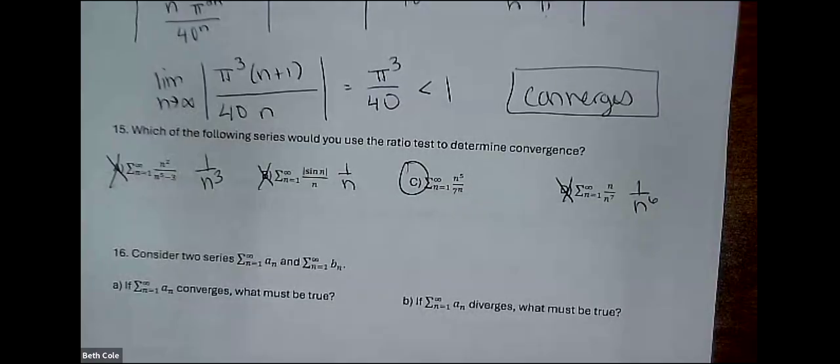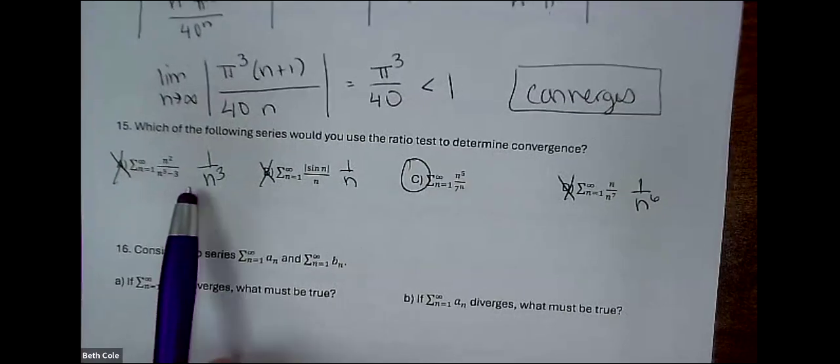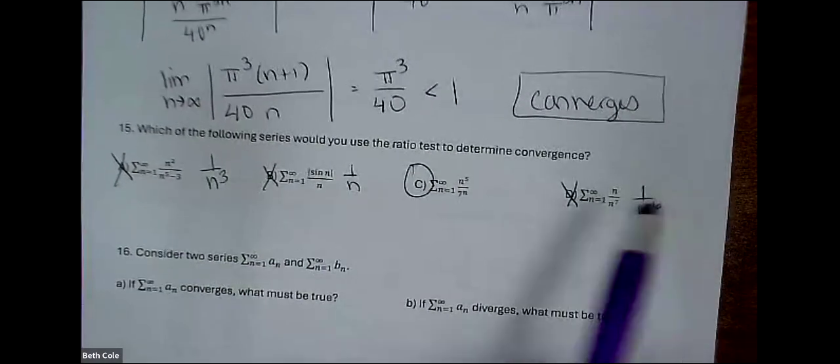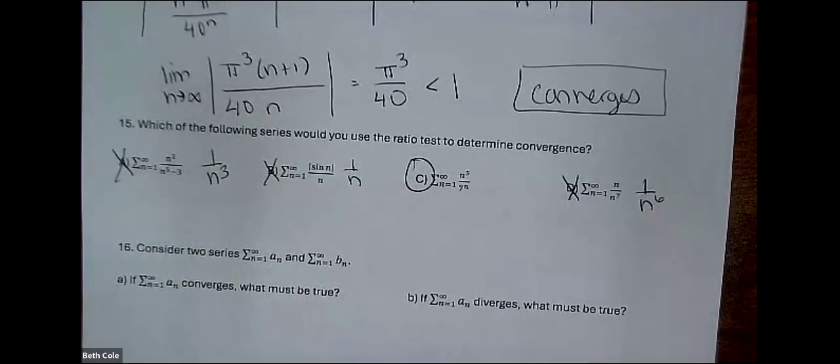Ratio test is kind of like your Hail Mary, like nothing else worked. And you have no other options left. This would be really simple. Converges, diverges, converges. This one you'd need to do a ratio test.